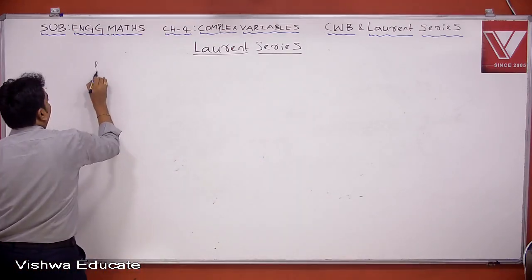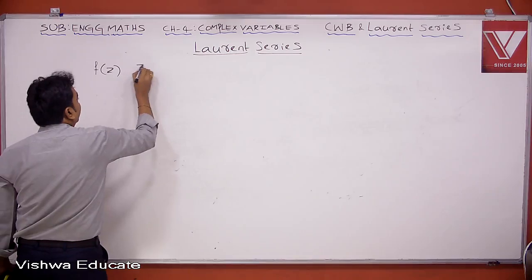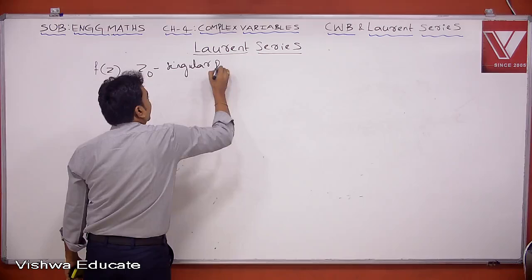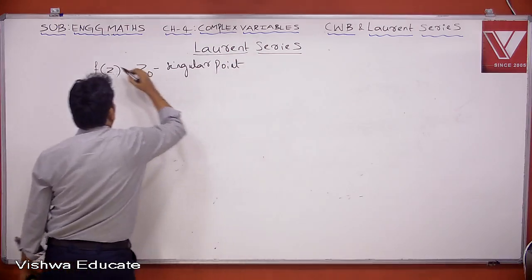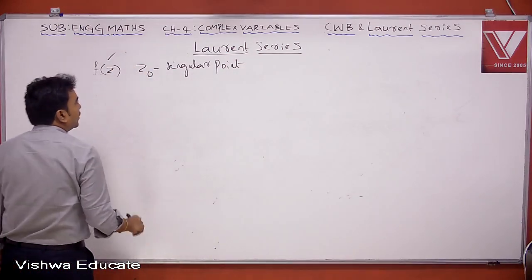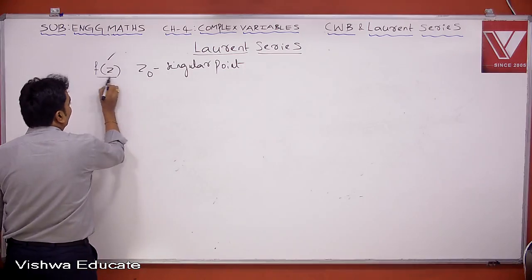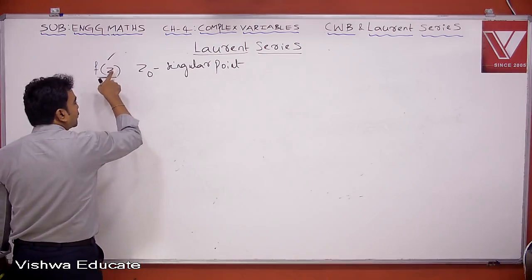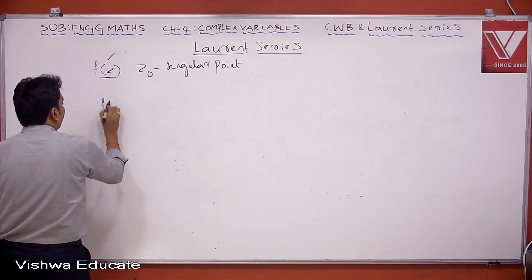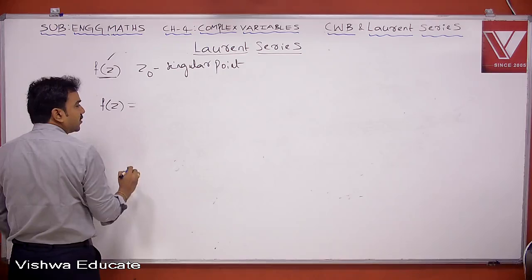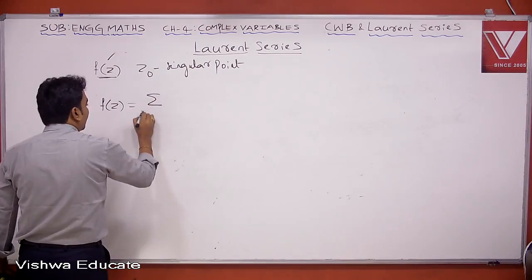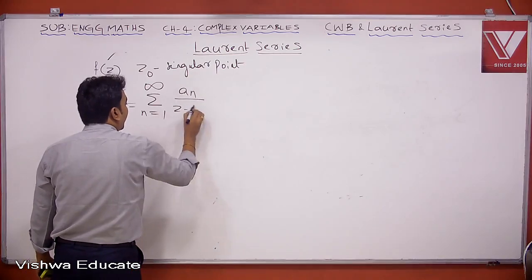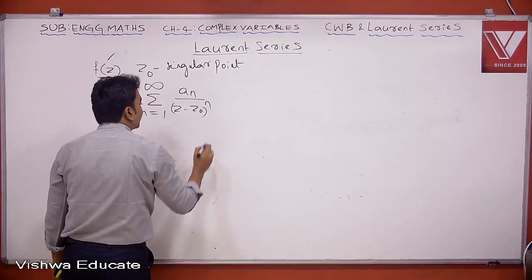Suppose we have a function f of z having z0 as a singular point. Here z0 is a singular point of the complex valued function f of z. Singular point means this function has no derivative at the point z0. That means this function can be expressed in series form like this. Here f of z can be expressed in the form summation n equal to 1 to infinity a n divided by z minus z0 whole power n.